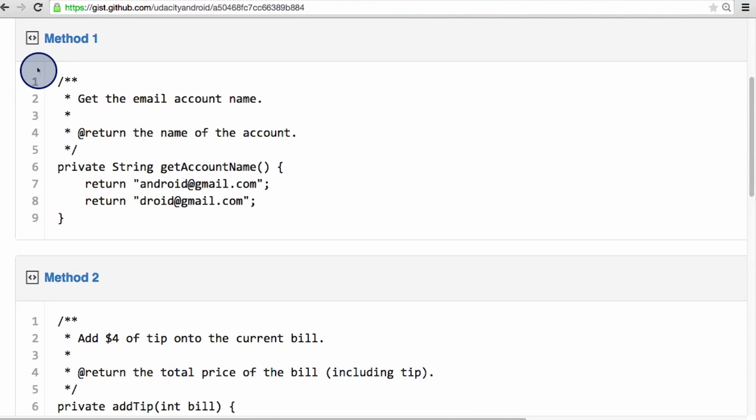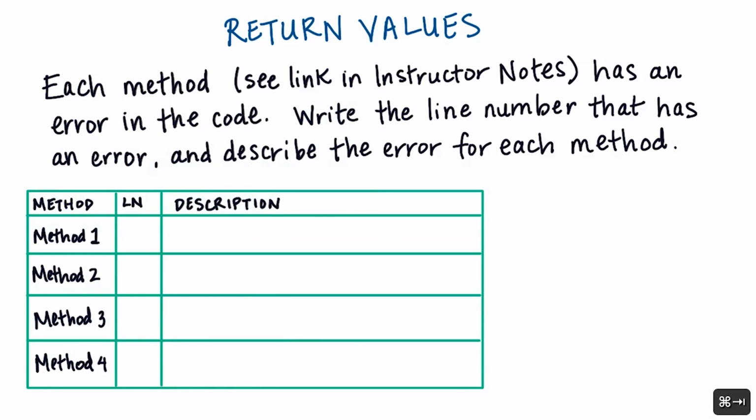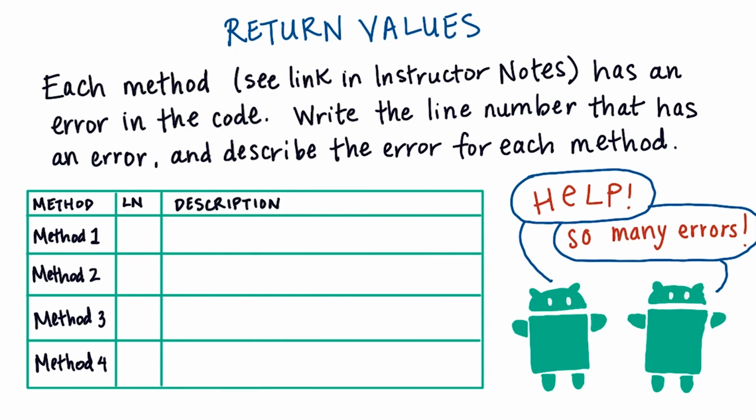Identify the line number that the error is on. The line number is located in the left-hand column here. Then write a short description on why that line has an error. So line number goes here and description goes here. When you're done, you can continue to the solution video.